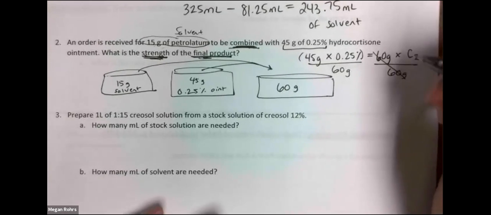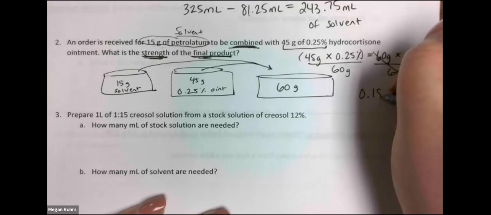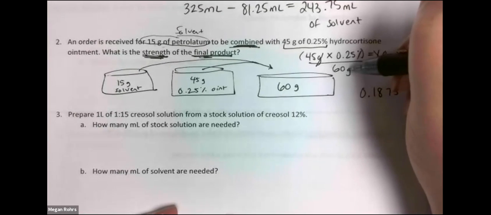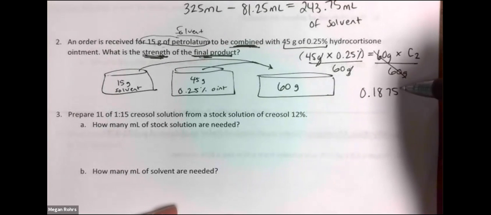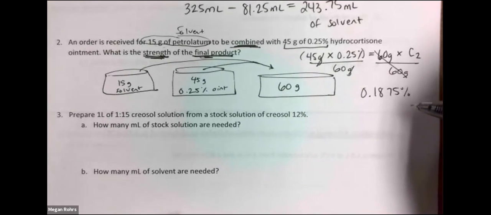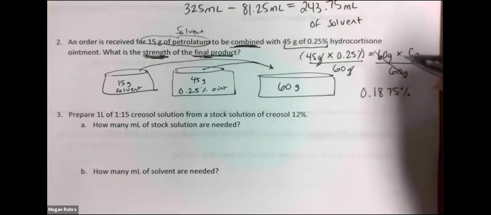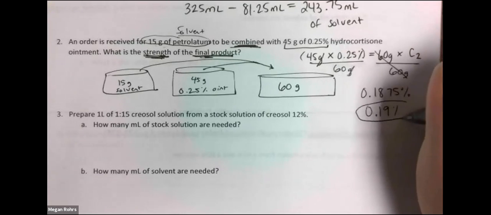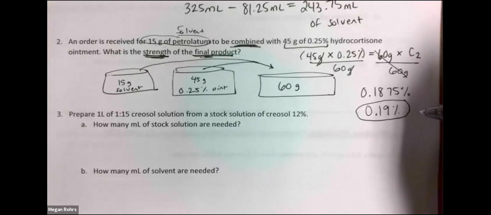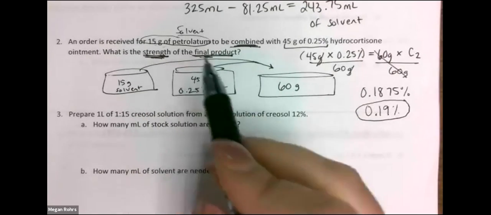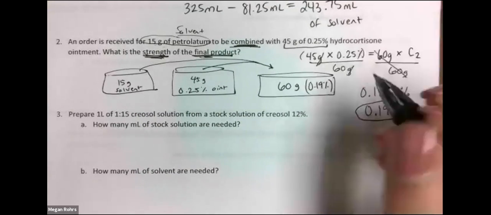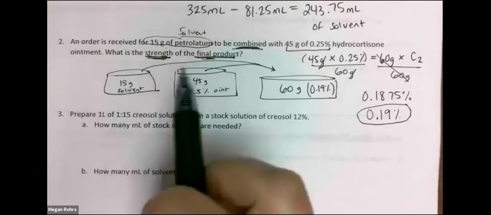That leaves me with 0.1875. Remember, those grams would cancel, so this would be our percentage strength here. Now, it doesn't specify how to round this. I would probably at least round that to the nearest hundredth, so roughly 0.19%, okay? So that's the strength of this new final product here. So that one was a little bit different.